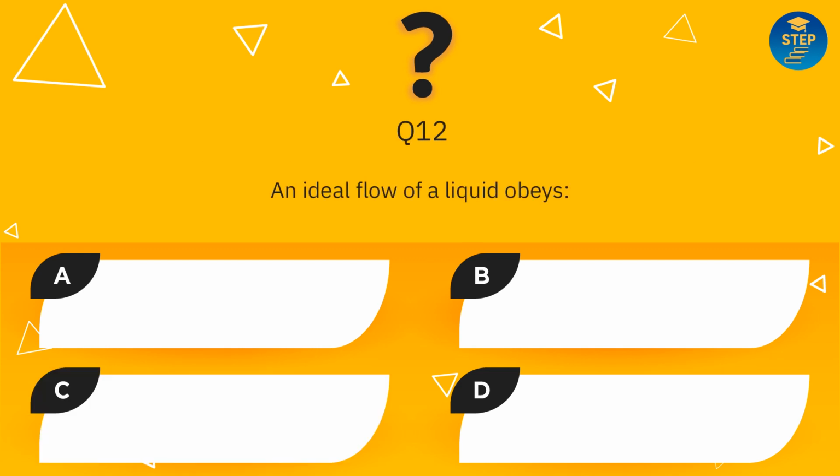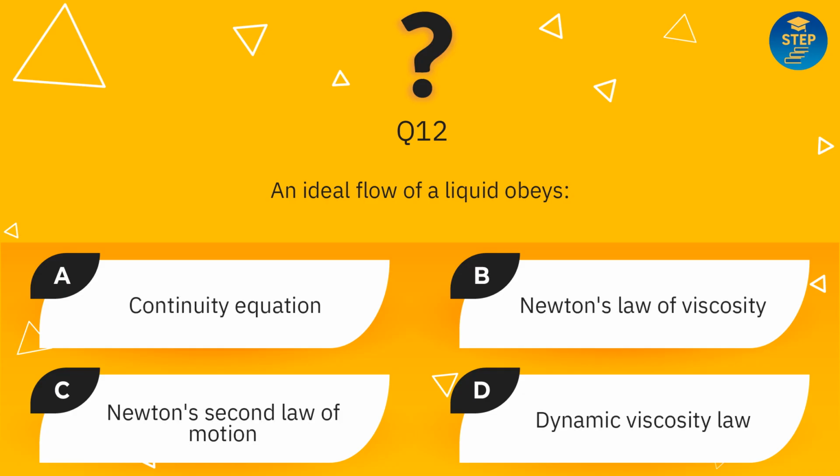An ideal flow of a liquid obeys which equation? Continuity equation, Newton's law of viscosity, Newton's second law of motion, dynamic viscosity law. Answer is continuity equation.